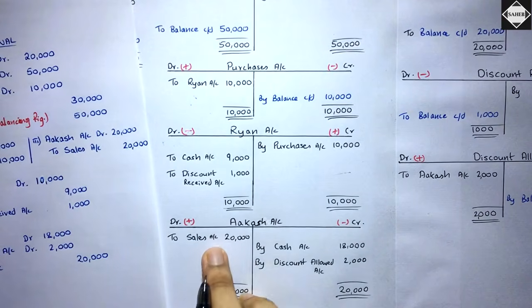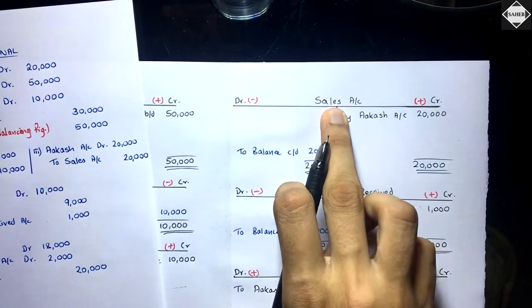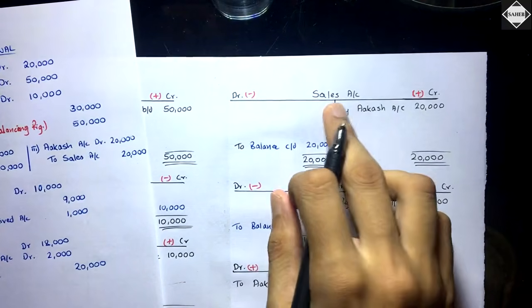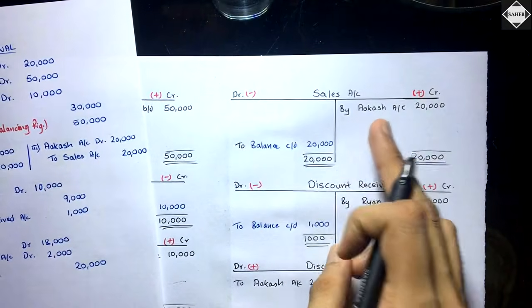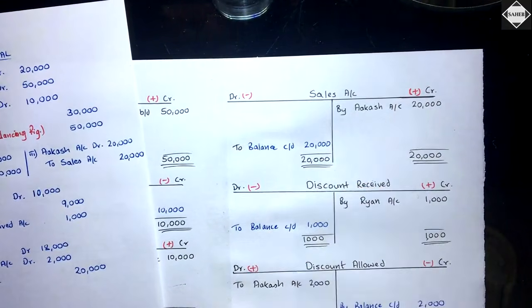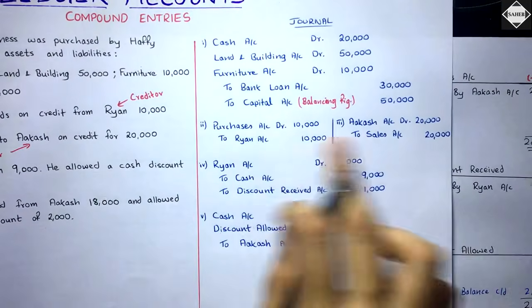Is that clear? To show the other effect, go to the sales account. Sales have been increased. Sales is a revenue account, income account. So it has a credit balance. It has been increased, so you have to credit that because of Akash. We have sold the goods to Akash. So by Akash account 20,000. You know all these things, simple things, right? So these were two entries.